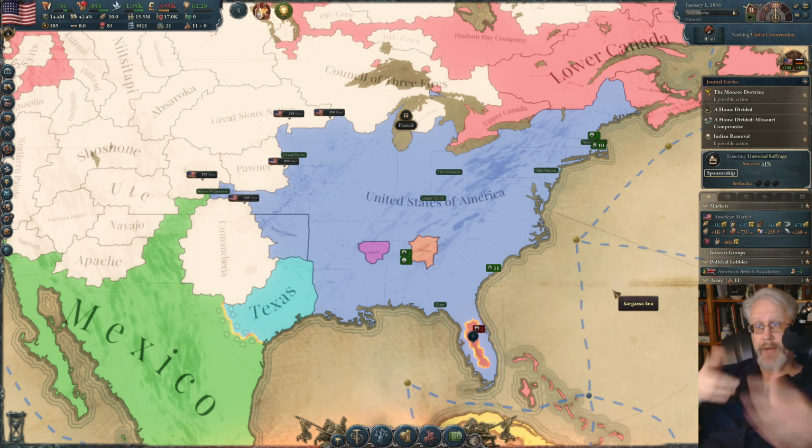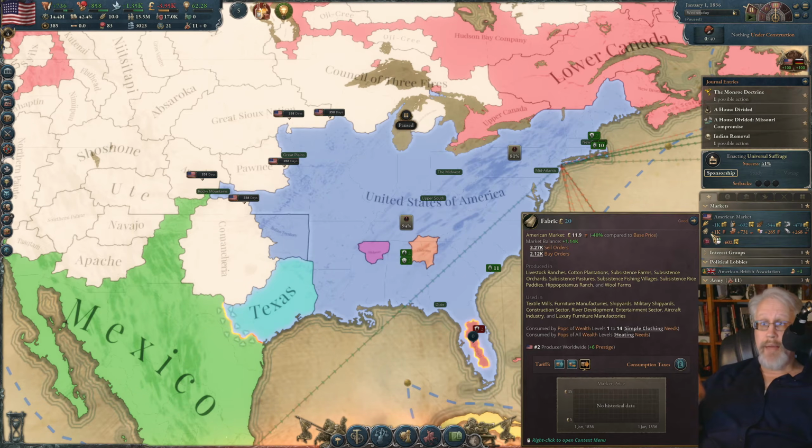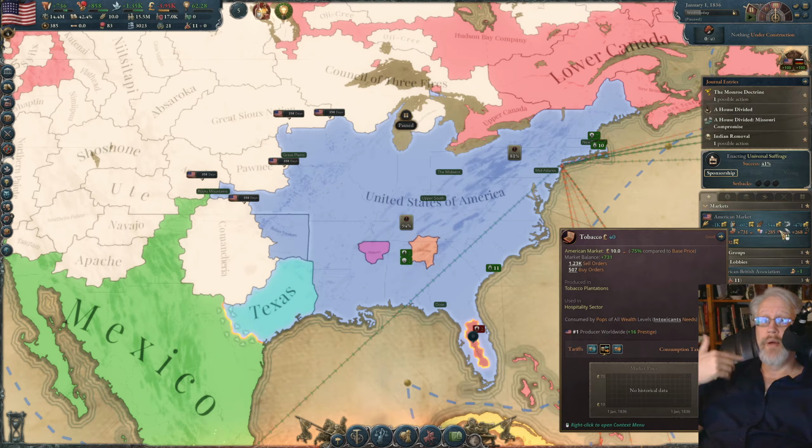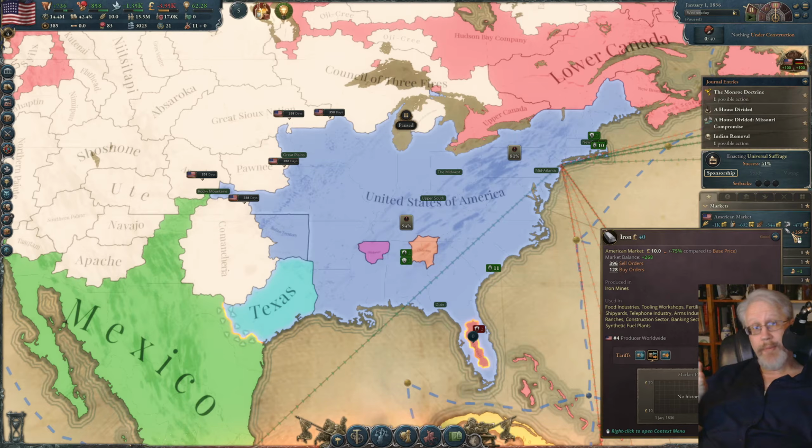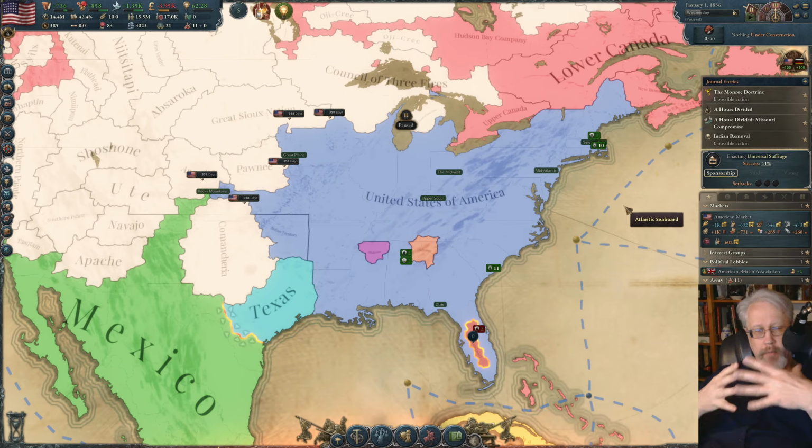Getting those built out and getting someone to import, or someone we can export our fabric to, our tobacco to, and we've even got a little bit of extra iron, and I know the French could use a little bit of that. We've got to find markets for our goods.